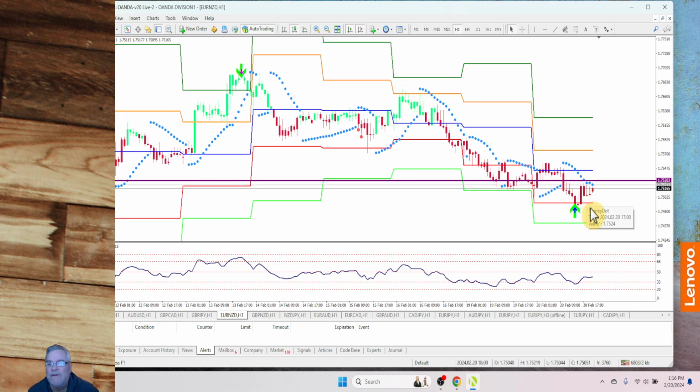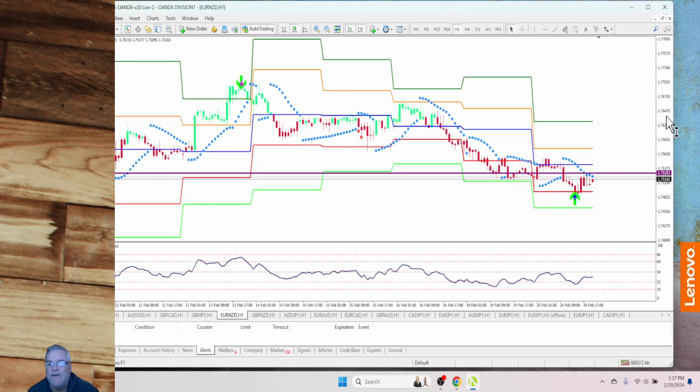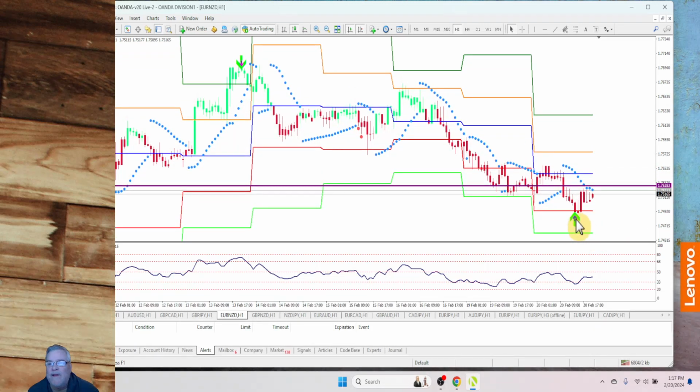Let's see. So what's my risk here? 75, 05, 6, $10. Okay, I'm going to go ahead and go long on this trade. Euro New Zealand, I'm willing to risk $10 on that.